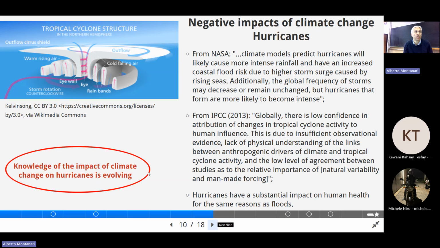Hurricanes are extremely important in some regions of the world. It's an extreme weather event that is causing a lot of impact. In Italy, it's not so important, but still also in Italy, we have some problems. But our knowledge of the impact and generation of hurricanes and attribution to climate change is still limited.